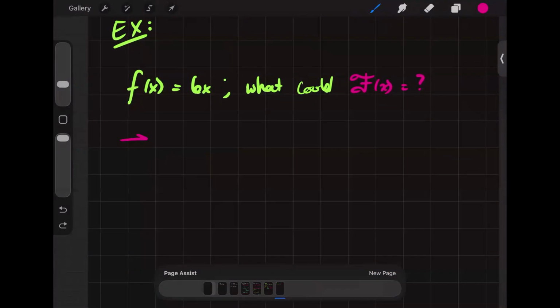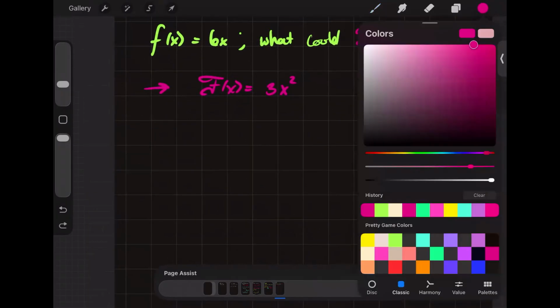Reasonably, right? You might tell me f of x is equal to 3x squared, because you differentiate this and you get that. We're going to ignore the plus some constant business for now. We'll ignore that for a second.